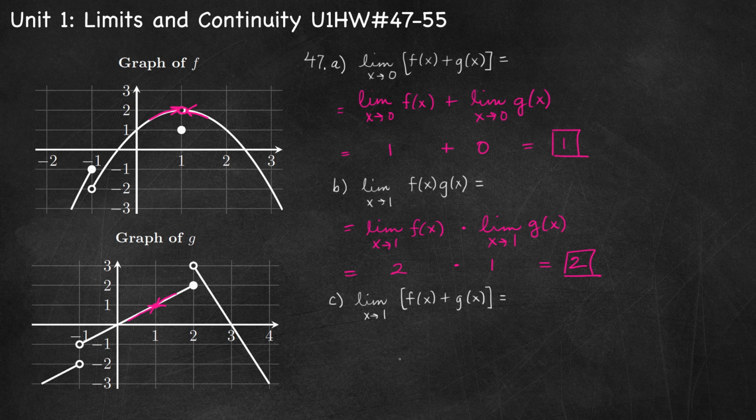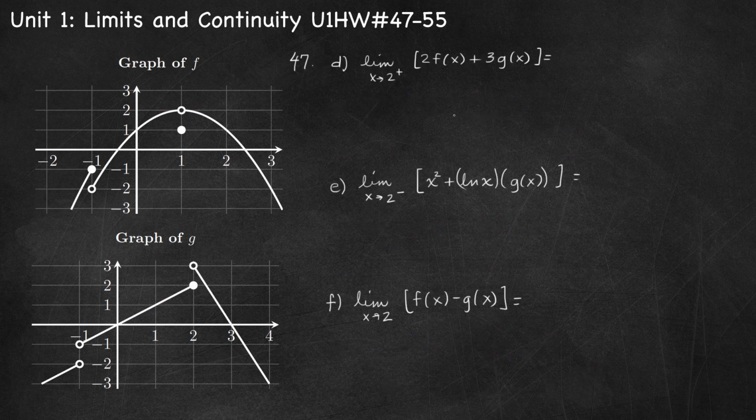Part C, we want the limit as x approaches 1 of f of x plus g of x. So this will be the limit as x approaches 1 of f of x plus the limit as x approaches 1 of g of x. As x approaches 1, f approaches 2, so we have 2 plus, and as x approaches 1, g approaches 1. 2 plus 1 gives us a final answer of 3.